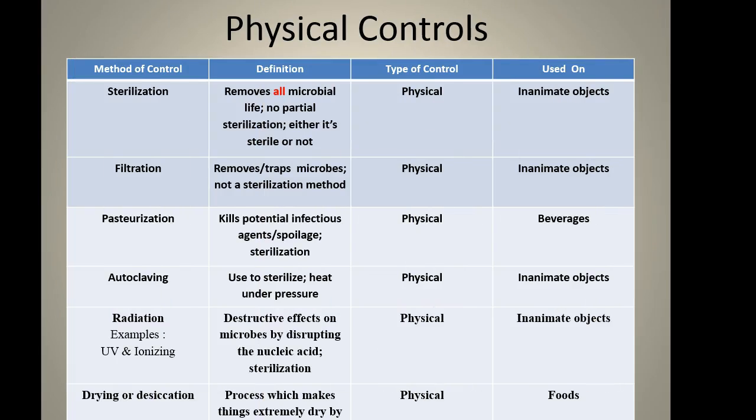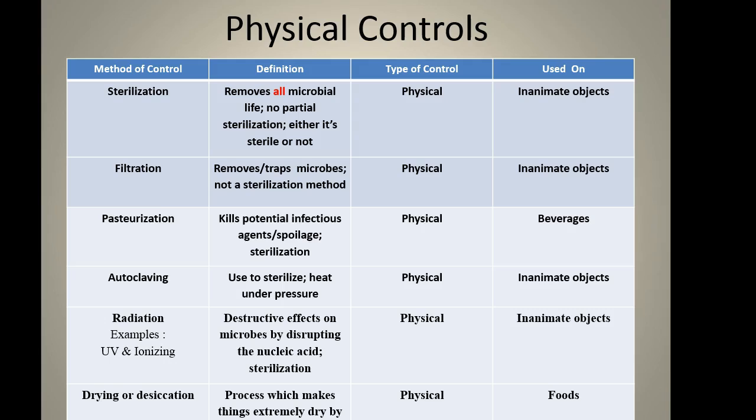So for these methods of control, we have the definition and the type of control. Everything we're talking about right now is physical. We haven't talked about chemical controls yet. A method of control is sterilization. It's used on inanimate objects. It removes all microbial life. If it's sterilized, there is not a microbe left on it. Filtration removes or traps microbes, and it's not a sterilization method used on inanimate objects.